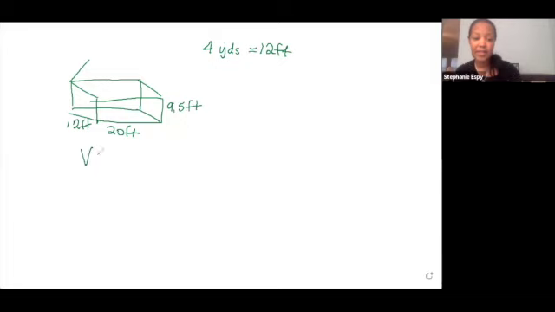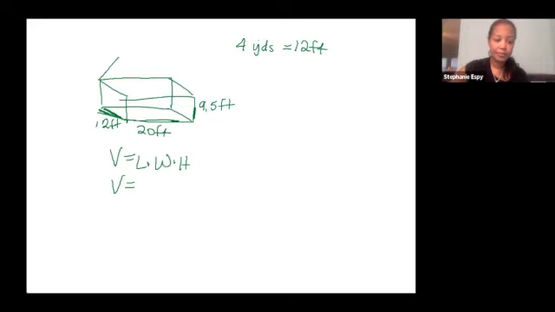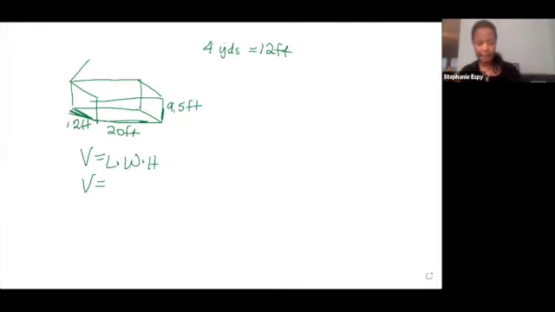Okay, so the volume of this rectangular prism is length times width times height. So we have all those dimensions. We have length, width, and height. So what's going to be the volume here? 2,280 feet. Okay. And that's feet cubed, 2,280 feet cubed.